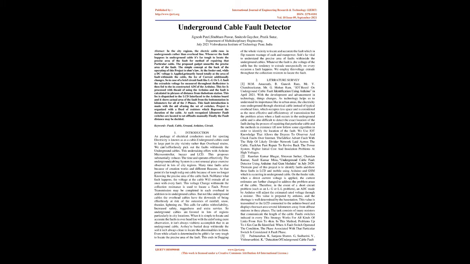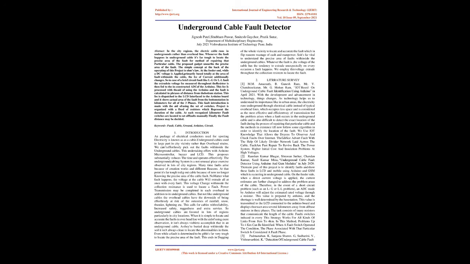The underground cabling system is a common practice found in many urban areas. Many times faults occur because of construction works and other reasons. At that point it is tough to dig out the cable because of not knowing the exact location of the cable fault. No matter what fault occurs, the voltage in the cable will change suddenly with every fault. This voltage change across the series resistance is used to locate a fault.